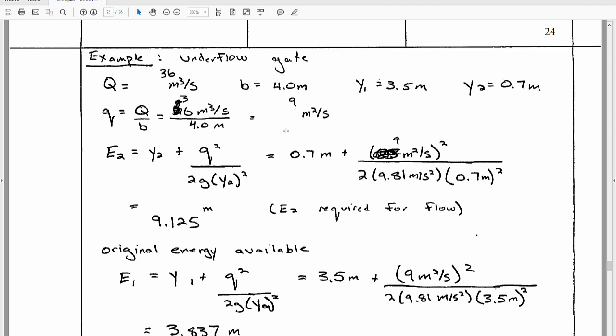As you can see, if we do that, then the amount of energy is 9.125. Now, considering that only 0.7 meters of that is in the depth, that gives us a pretty good idea that there's a lot of specific energy tied up in the velocity head here.